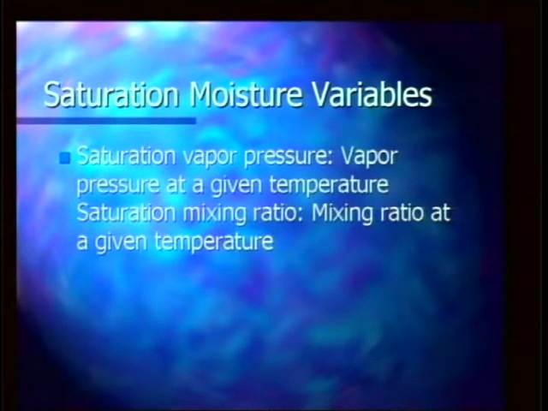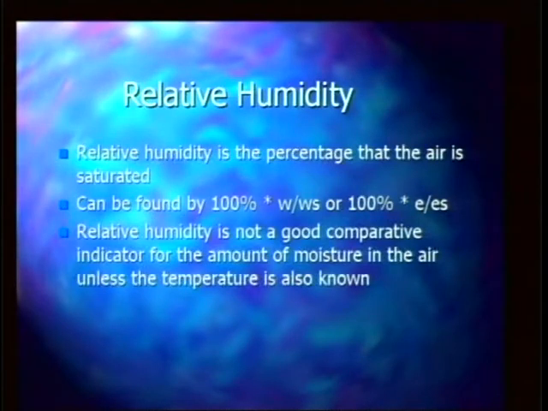Next, we'll look at saturation moisture variables. The saturation vapor pressure and saturation mixing ratio are found with respect to the temperature value, so that it's the maximum amount of moisture that can be in the air for that temperature. For the vapor pressure, it's saturation vapor pressure. For the mixing ratio, it's the saturation mixing ratio. And these are used to determine the value of the relative humidity.